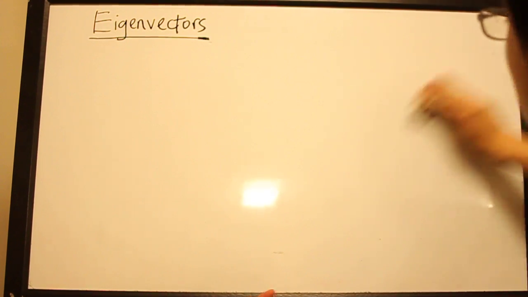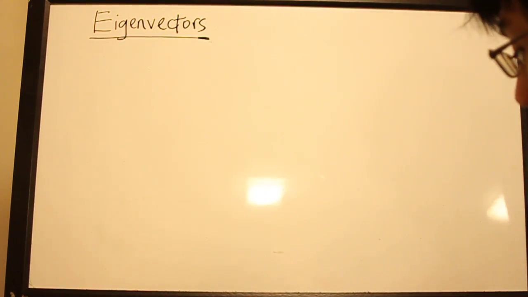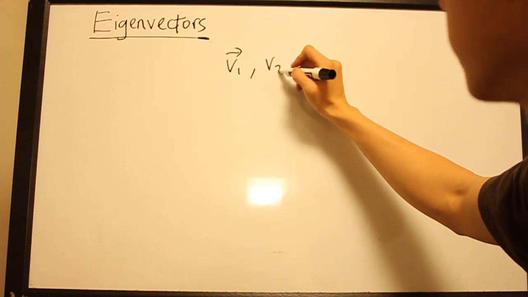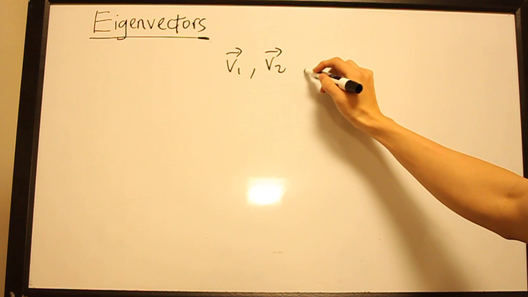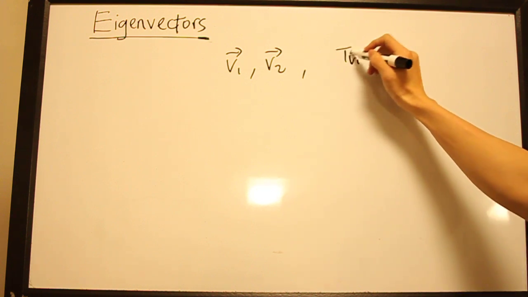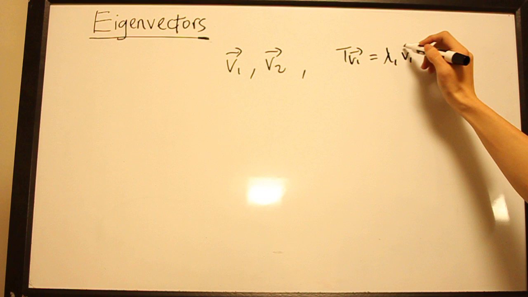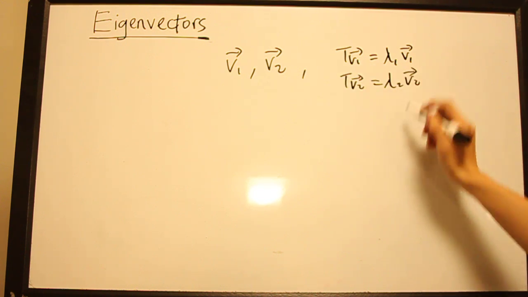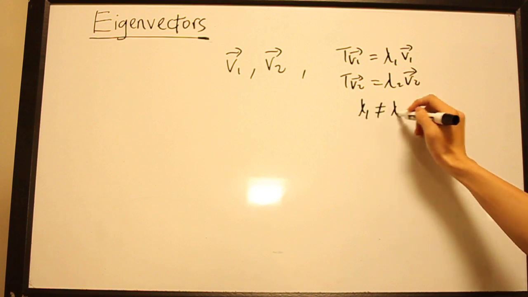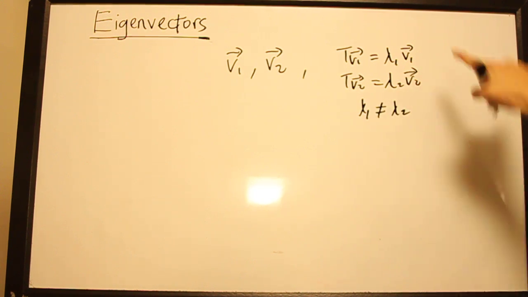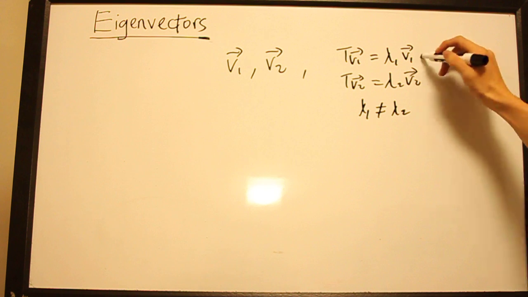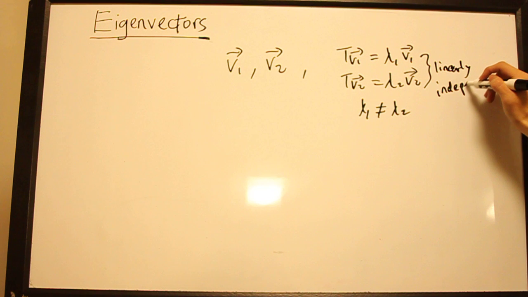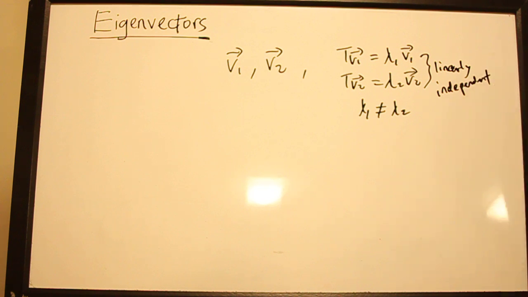A slightly less obvious concept that you might not have thought of is that if I have an eigenvector v1 and another eigenvector v2 of T with different eigenvalues, so we have T of v1 equals lambda 1 v1 and T of v2 equals lambda 2 v2, where lambda 1 does not equal lambda 2, then we can say that v1 and v2 are linearly independent. Okay, so how do we prove that?